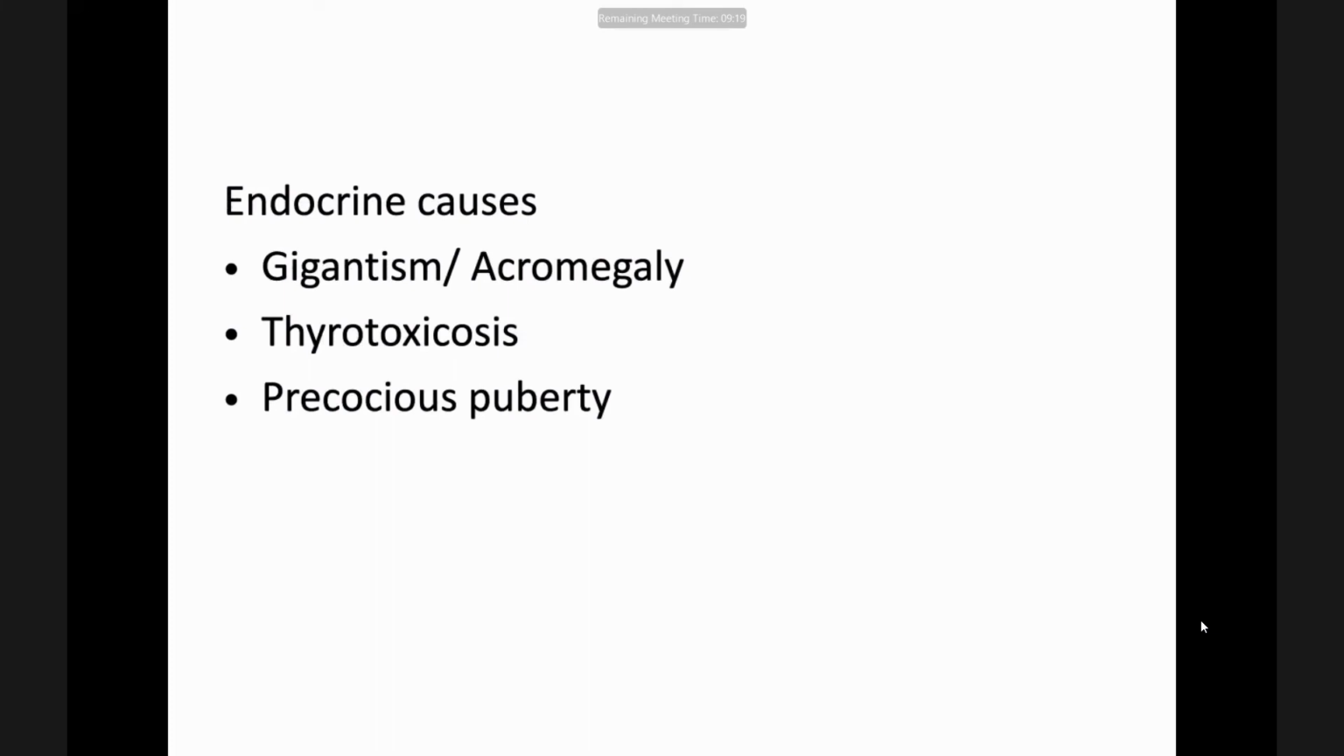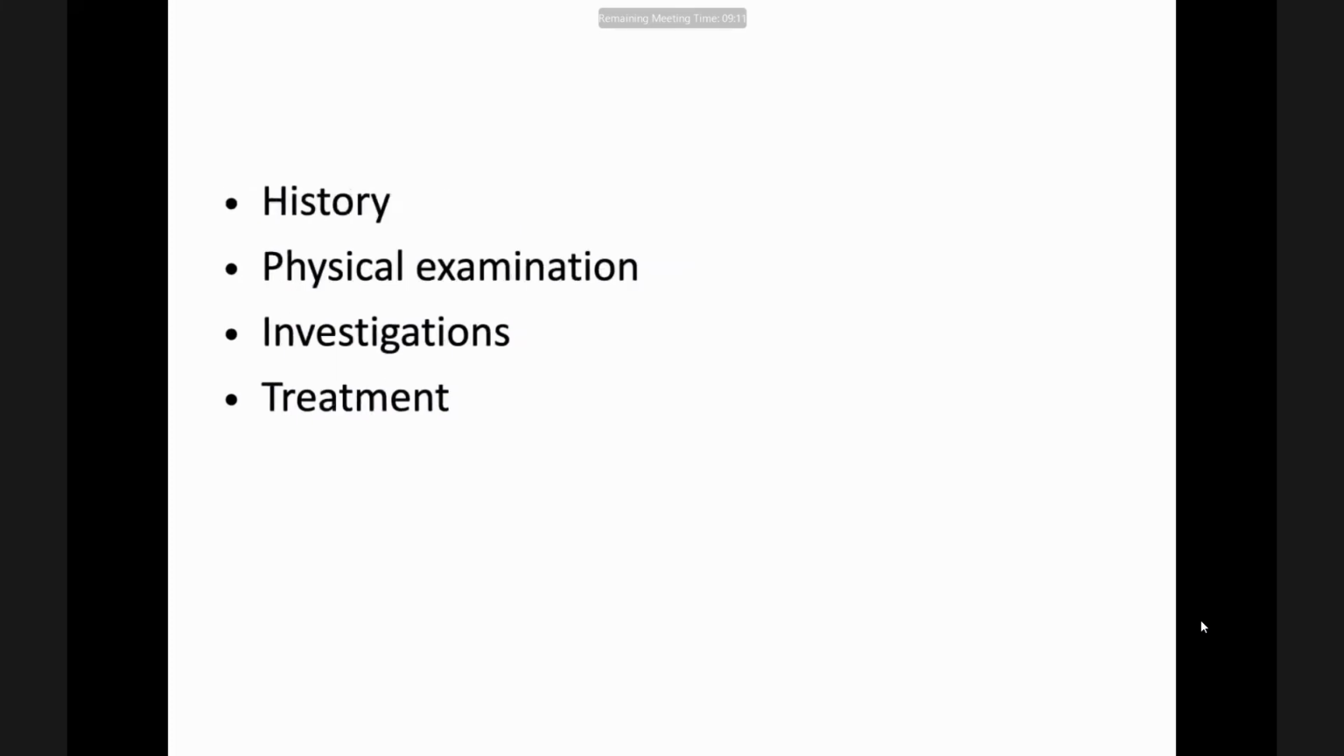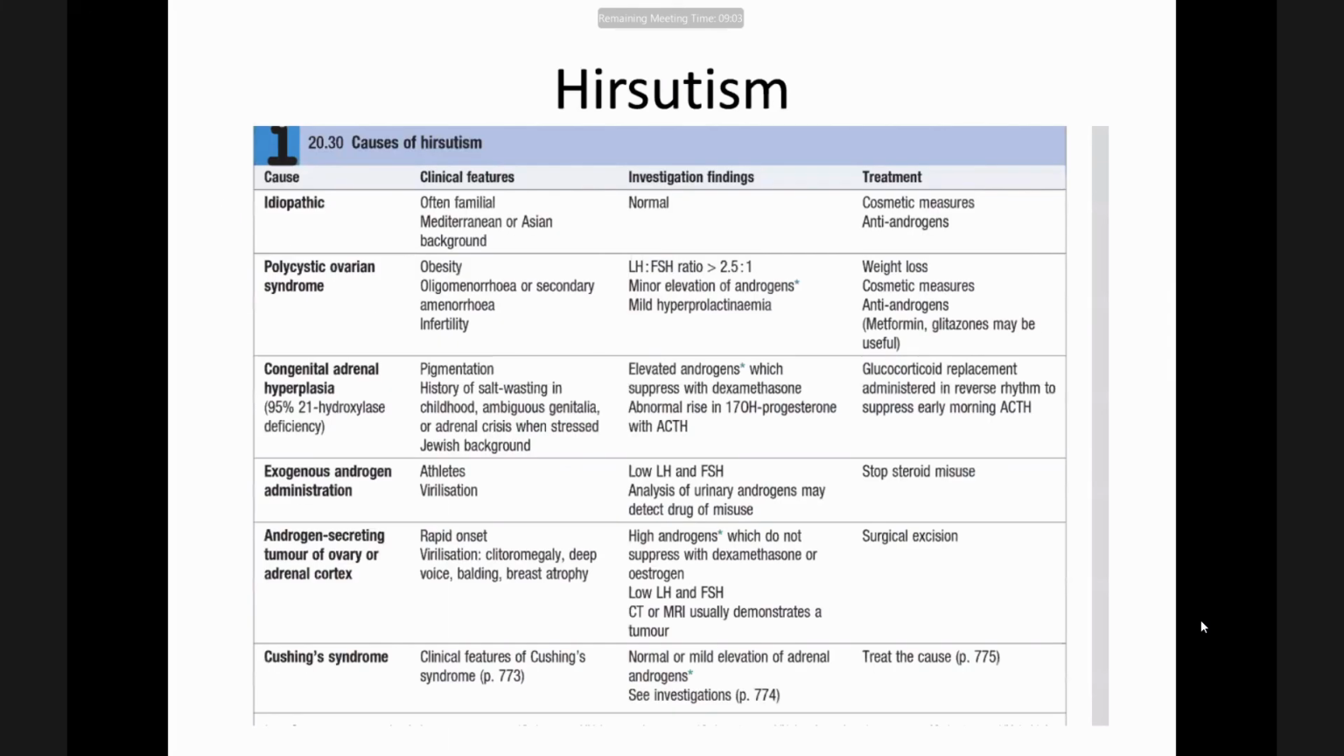Then other causes of tall stature like gigantism, acromegaly itself, thyrotoxicosis, precocious puberty are also causes of tall stature. During evaluation, we have to go through the history, physical exams, investigation, and treatment.